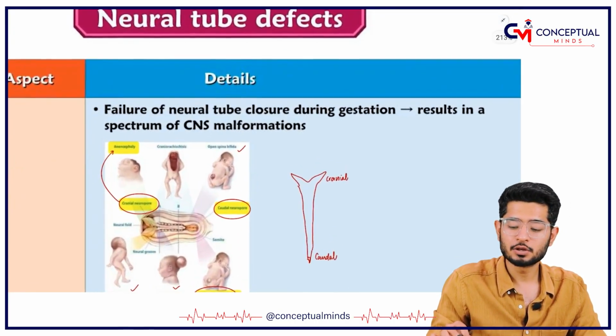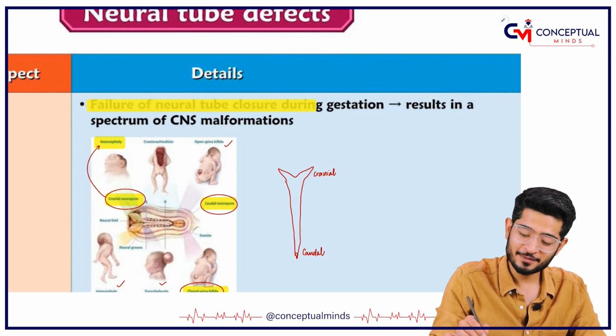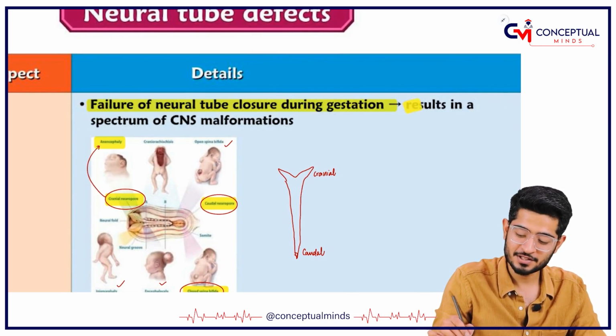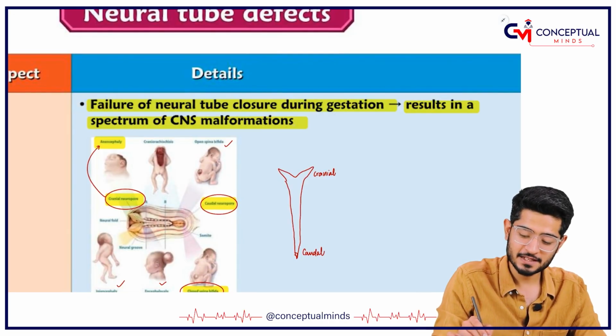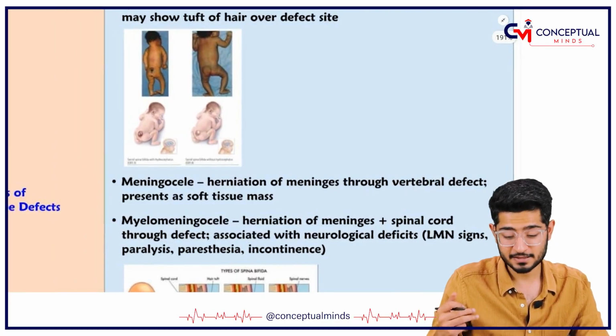So what do you mean by neural tube defects? If there is a failure of neural tube closure during gestation, it results in a spectrum of CNS malformations. So let me discuss spina bifida one by one.